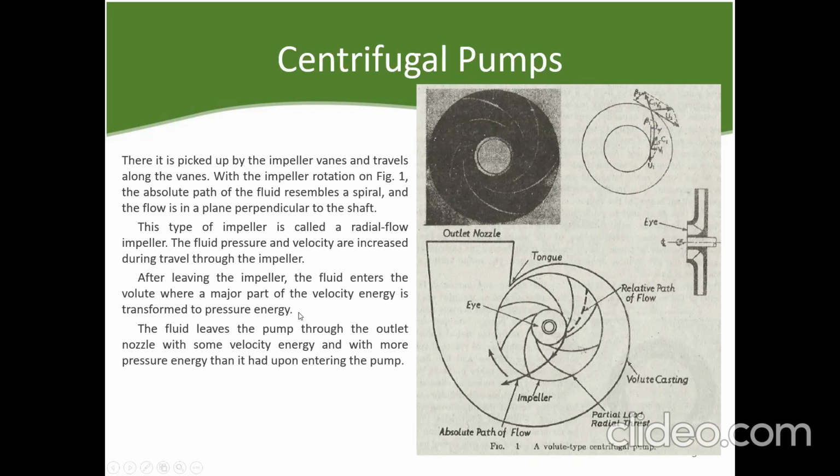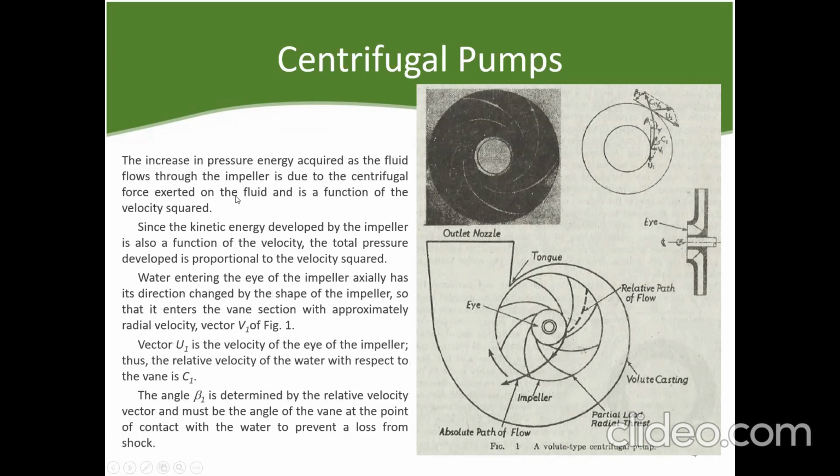The fluid leaves the pump through the outlet nozzle with some velocity energy and with more pressure energy than it had upon entering. Kasi inadd siya nung power, yung work done on the fluid. The increase in pressure energy acquired as the fluid flows through the impeller is due to centrifugal force exerted on the fluid. It is a function of velocity squared. Since the kinetic energy developed by the impeller is also a function of the velocity, the total pressure developed is proportional to the velocity squared.